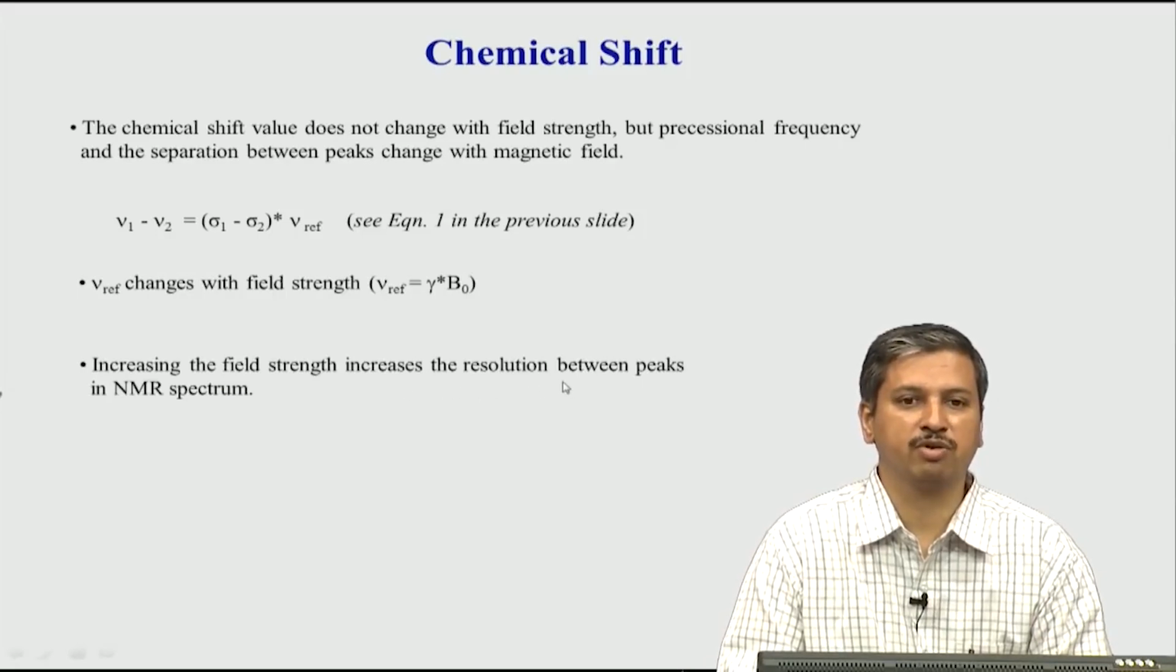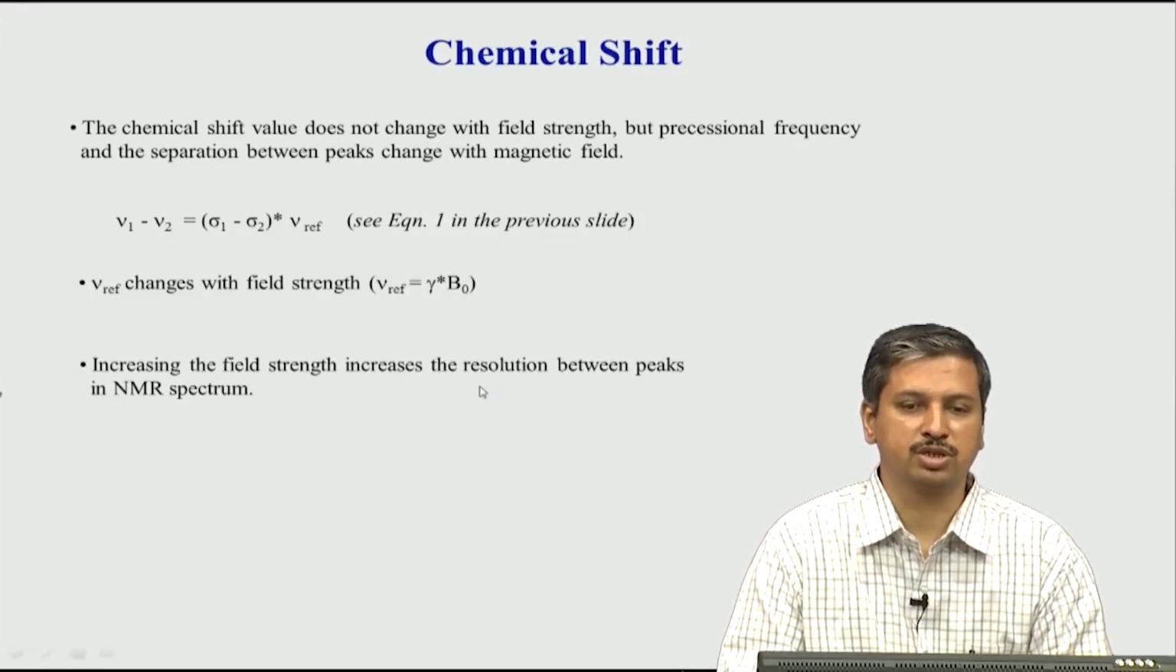And this is one of the reasons why a lot of time and resource is spent on increasing the frequency of the spectrometer. If you go from 300 to 400 to 500 to 600, you keep increasing the resolution between the peaks, and therefore, it is very important to go to higher field in case your resolution is not sufficient for you at the lower field.